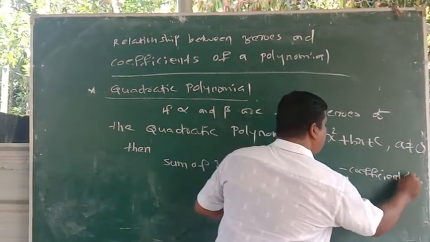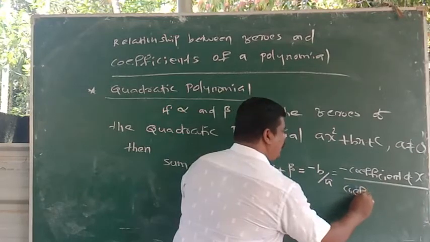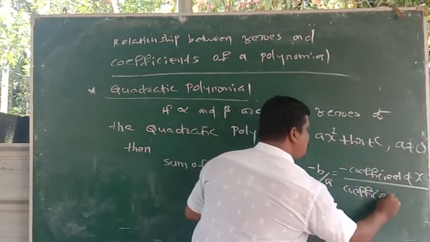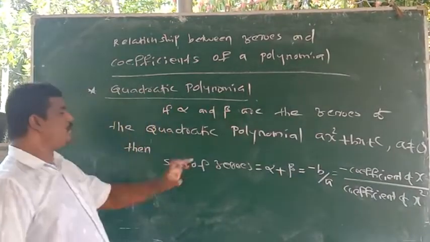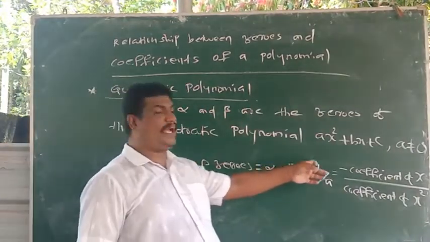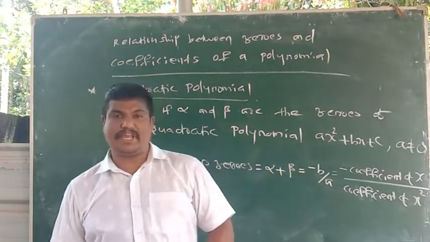So the sum of zeros, alpha plus beta, is equal to minus b by a, which is minus coefficient of x divided by coefficient of x square.